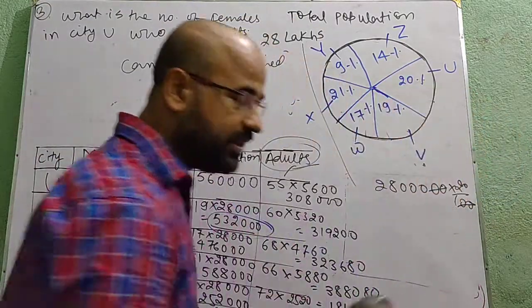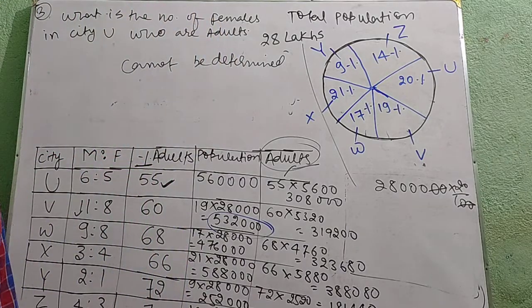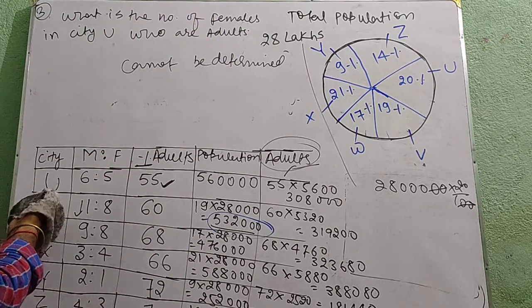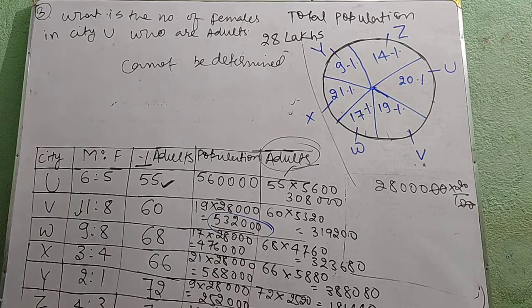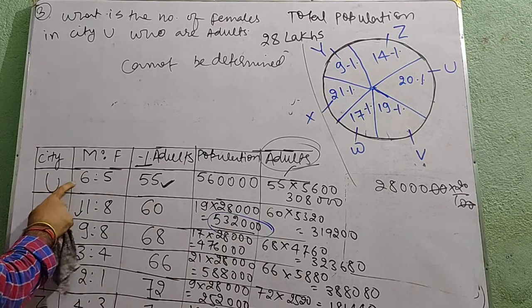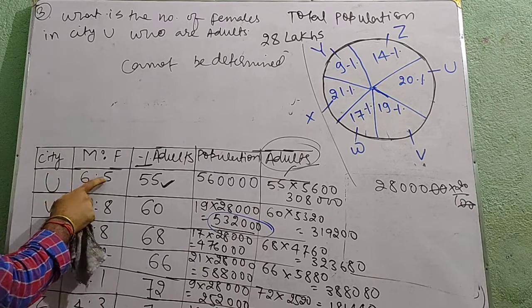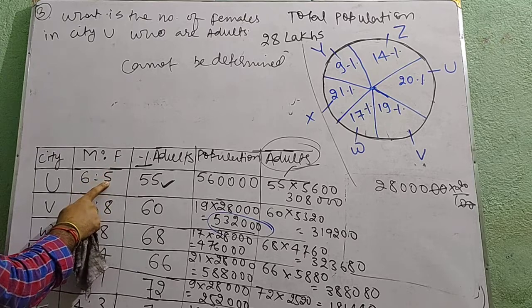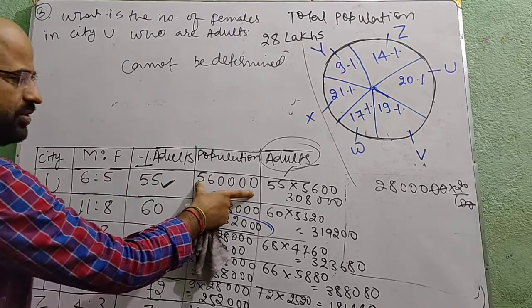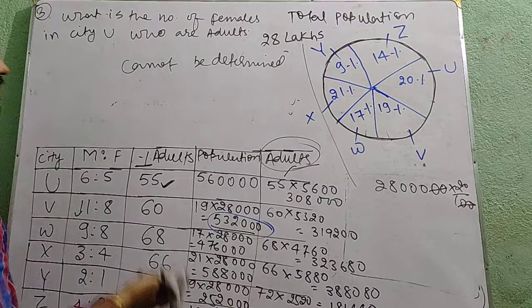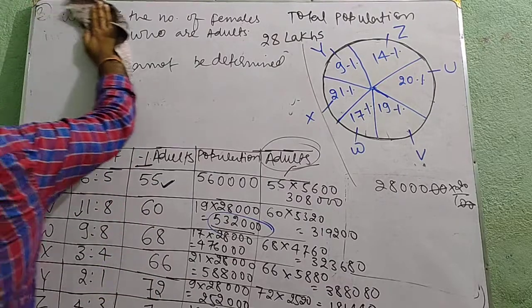If the question was what is the female population in city B, then you have to calculate it: the ratio is 6:5, so for female the value is 5 by 11 into this part. Okay, we move to the next question.